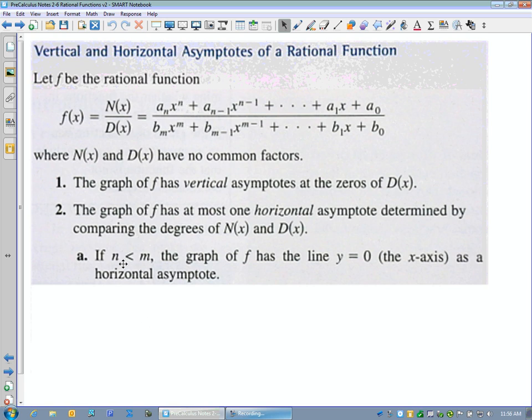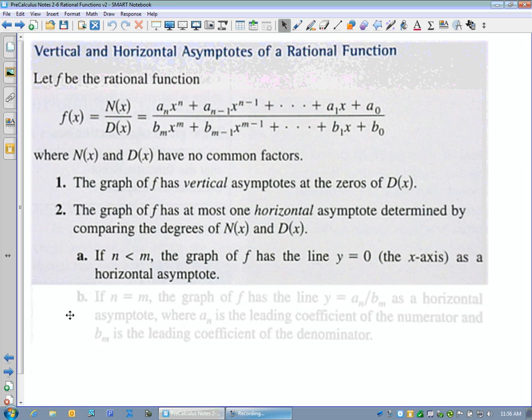So if n is less than m, or in other words, the larger degree is on the bottom in the denominator, then the graph will have the line y equals 0, which is the x-axis, as its horizontal asymptote. We saw that in the last example. That's basically saying if your exponent is larger on the bottom, then as x gets very large, the denominator will grow quicker than the numerator. So you'll end up eventually getting a smaller number over a larger number, which will eventually approach 0.